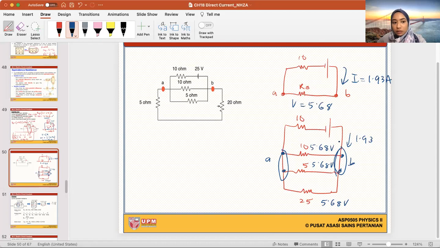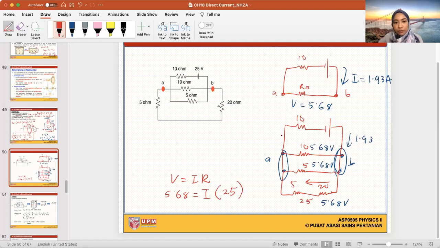Okay. The question is asking me what is the current flowing through the 20 ohm. So this 25 is composed of 5 and 20. Okay, 5 and 20. So I know that the current flowing through the 20 and the 5 should be the same because they are in series. So basically I can just say, okay, the current flowing through the 25. So V equals to IR. I know what VB is. VB is 5.68. I want to know what is the current flowing through this section. Okay, let's just call it I. So I times R, which is 25.